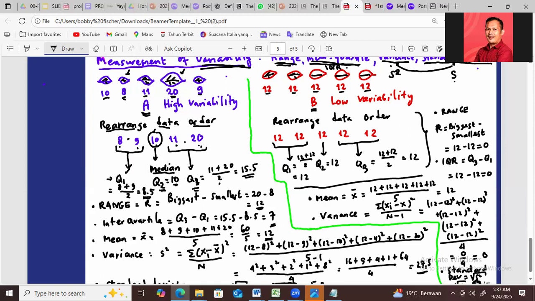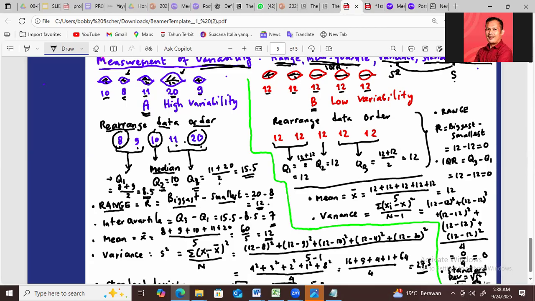Okay, so now first we calculate the range, this parameter here, denoted as R. Range is quite simple to calculate. We calculate it as the biggest data minus the smallest data. So this is the biggest data, 20, and the smallest data is 8. We subtract 8 from 20, and then we get 12. So the range of the data is 12.